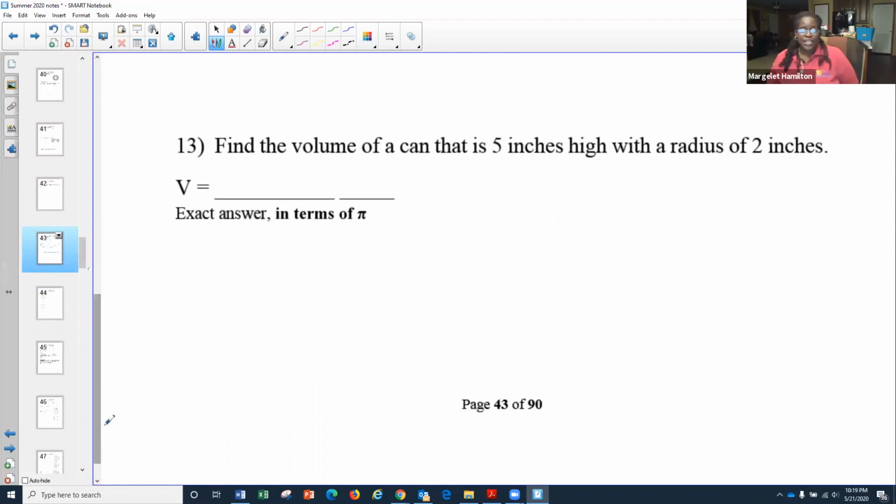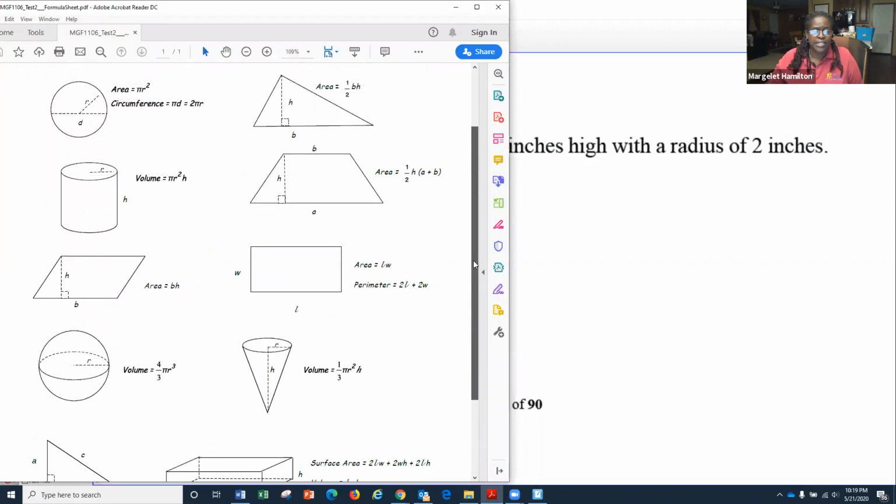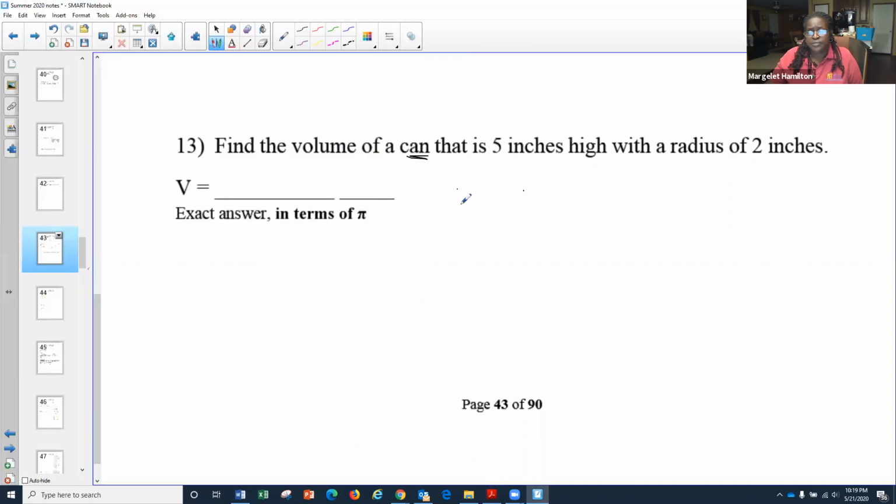All right, number 13. Find the volume of a can that is 5 inches high and has a radius of 2 inches. So now we need the can or cylinder. So let's go to our formula sheet. I'm going to come up a little bit, and I see it right here. So here's our can or our cylinder right there. And the volume is pi r squared h. So V equals pi r squared h.